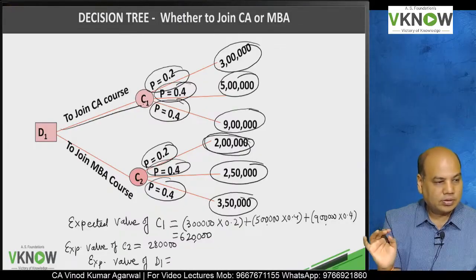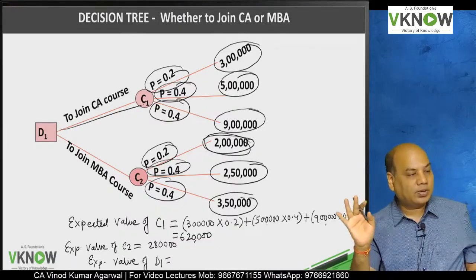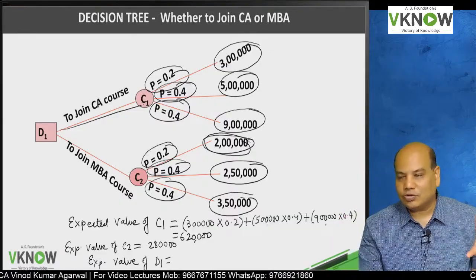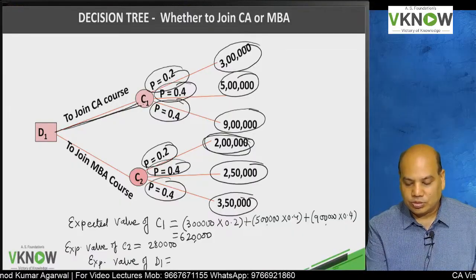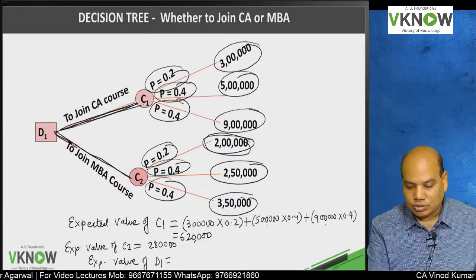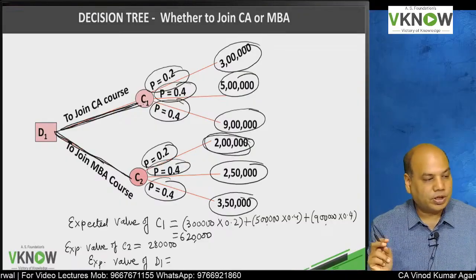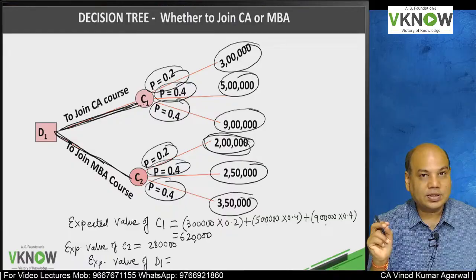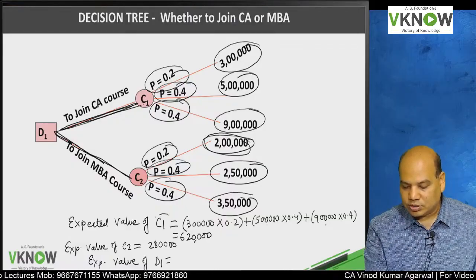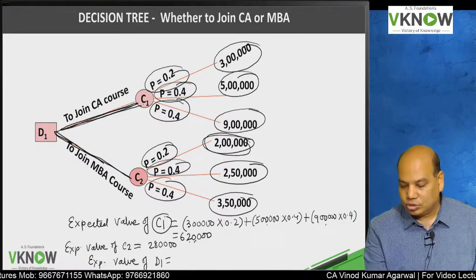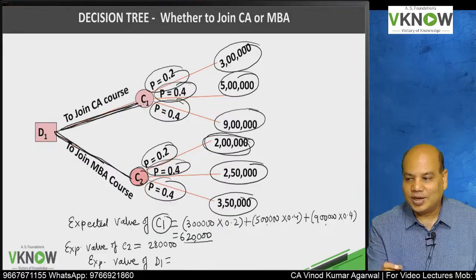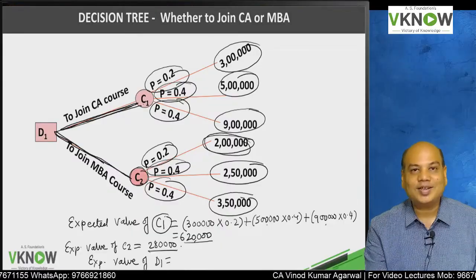Wait a minute, decisions don't have probabilities, outcomes have probabilities. In case of decision box, I have to make a choice here between CA and MBA course. And what is my objective? My objective is maximization of salary. C1, which is CA course, 620, and C2, which is MBA course, is 280.